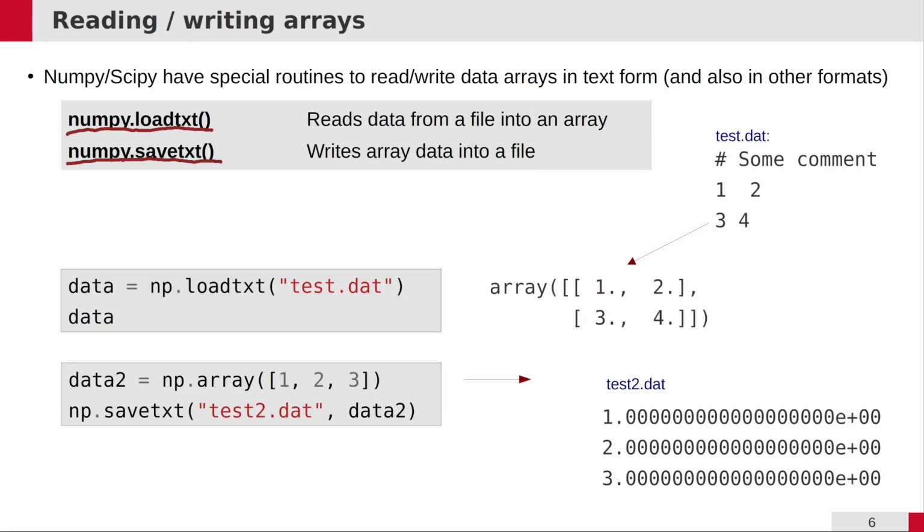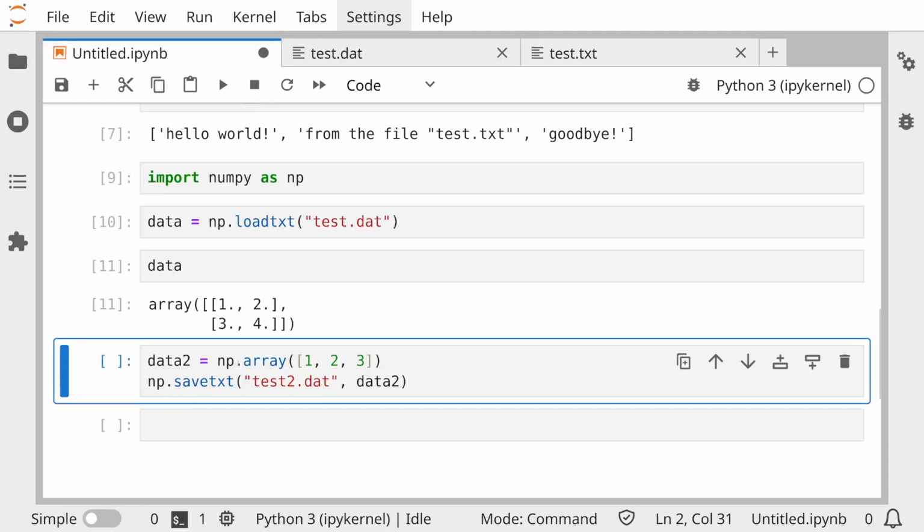Similarly, if you go in the other direction, you want to write something. Here, for example, I have an array, whatever array it is, which I store into a data2 variable, and then I can use the savetxt method in order to save that. So let's also demonstrate that in the Jupyter lab.